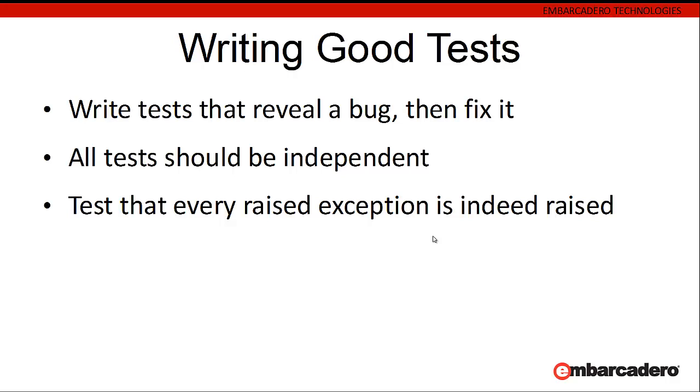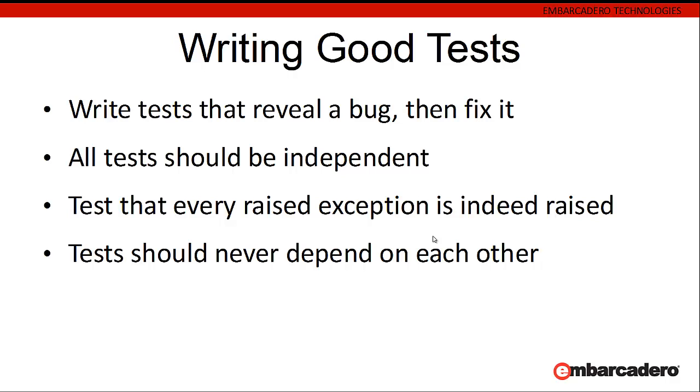If you're going to raise exceptions in your code, test that. Create a situation in your arrange portion of AAA, whereby the exception will be raised by your code, and ensure that it is indeed raised under the circumstances for which it is supposed to be raised. As I mentioned earlier, tests should never depend on each other. They should always be independent, and they should never rely on anything other than themselves. Again, that just gets back to the test in isolation.